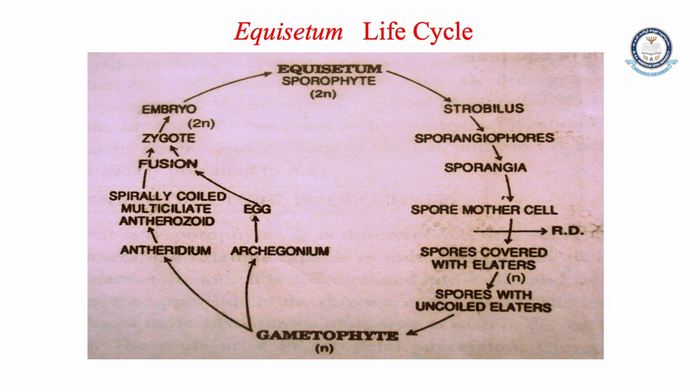So this is the life cycle of Equisetum. In Equisetum there are two stages: one is the sporophyte, and one is the gametophytic stage.